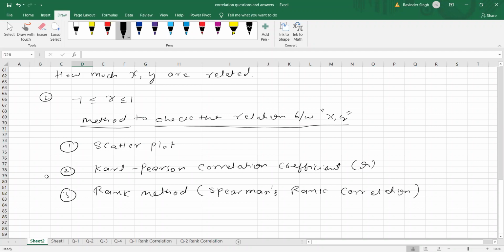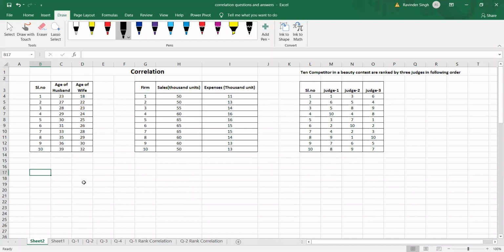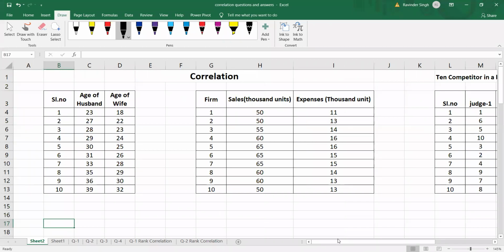Now I have taken certain random data. Let us check about this data. I hope all of you are able to see. All right, can you see the data? Okay, Vadiraj, thank you.